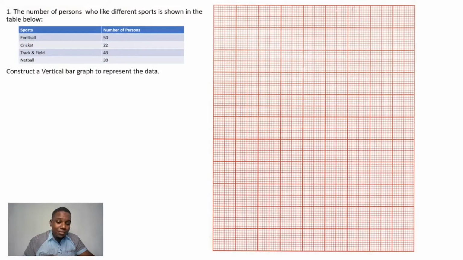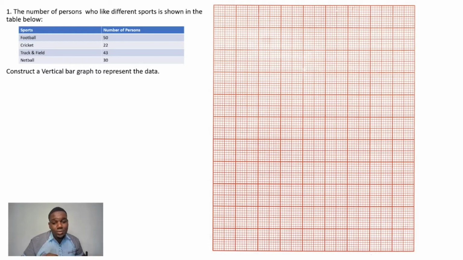Here we have our first example, and it says that the number of persons who like different sports is shown in the table below. So we have football, cricket, track and field, and netball. We're asked to construct a vertical bar graph to represent the data. When constructing bar graphs, you will need a graph sheet. To ensure that it is drawn accurately, you'll also need a pencil and a ruler.